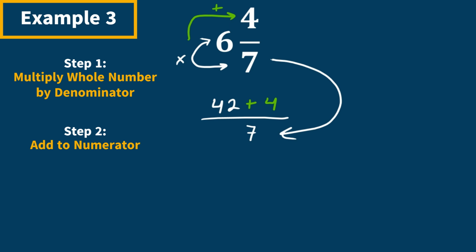Now we just simplify. 42 plus 4 is 46. And the denominator stays the same. So 6 4/7 written as an improper fraction is 46 over 7.